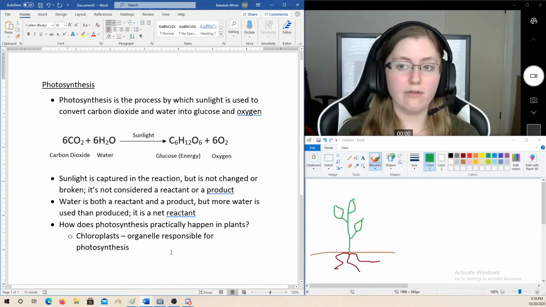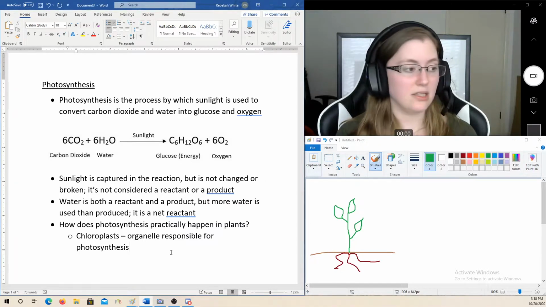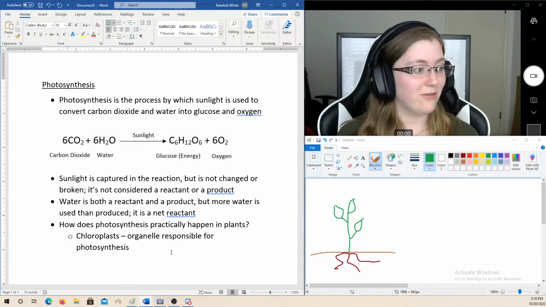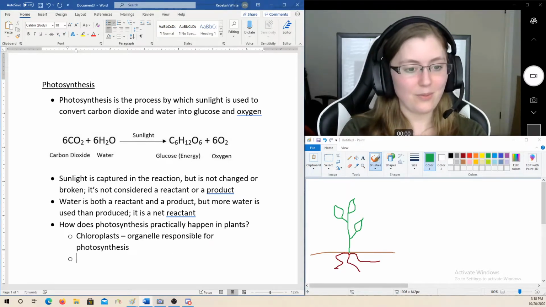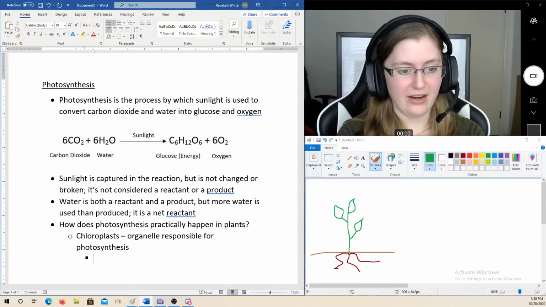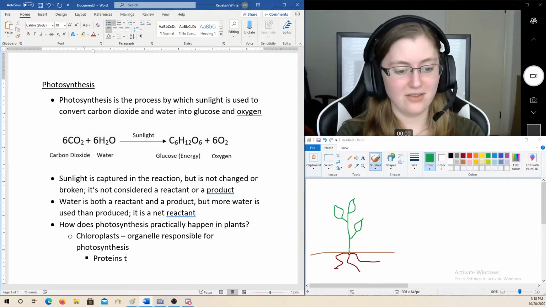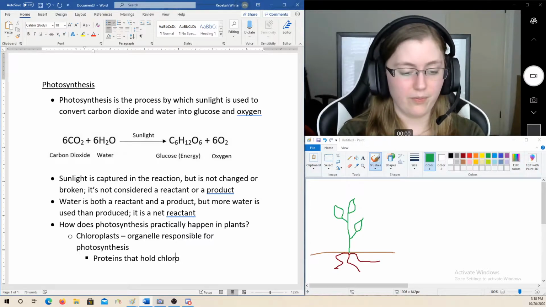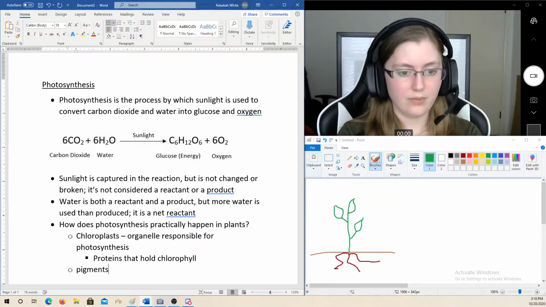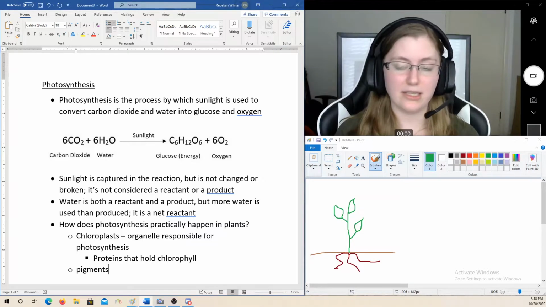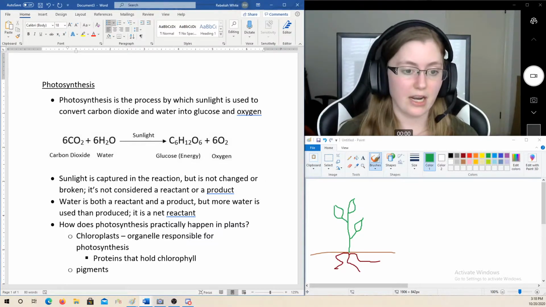So what part of the chloroplast is actually doing the work, though? Chloroplasts contain proteins, and these proteins are called photosystems, and photosystems contain chlorophyll. So they contain proteins that hold chlorophyll. Now, chlorophyll is a pigment. And it's not the only pigment that's found in these chloroplasts in the photosynthetic pathway.